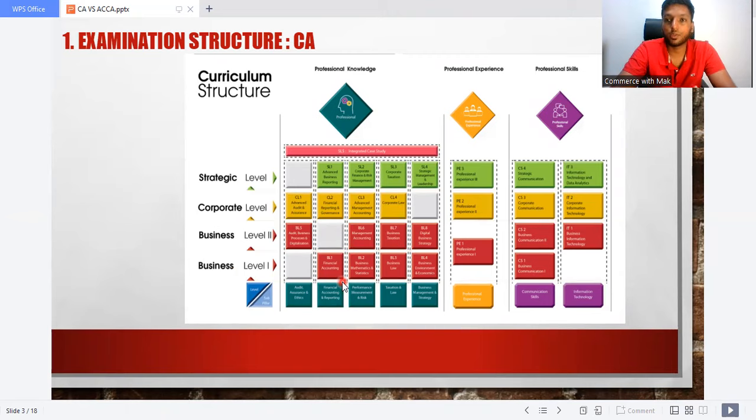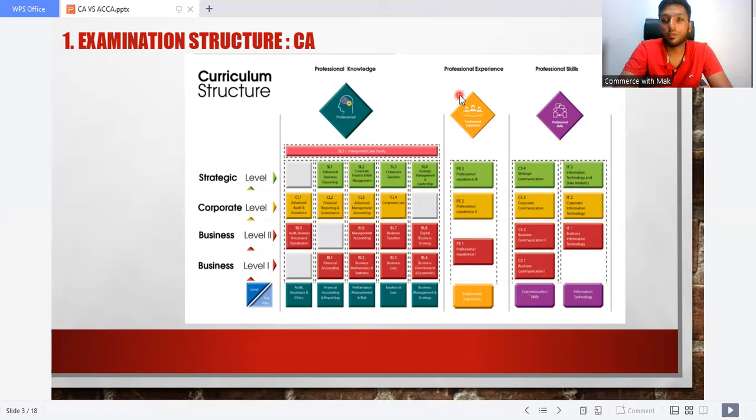Before we move on to qualification, you need to know how many papers you need to complete to get qualified in a particular syllabus. In CA, you can see here, there are four levels, starting with business level 1, business level 2, corporate level, and strategic level. There are almost 16 papers to complete CA, and they have also given 7 papers additionally under professional skills, which are computer based exams. Once you complete a particular level, you need to do this particular exam as well, the professional skills.